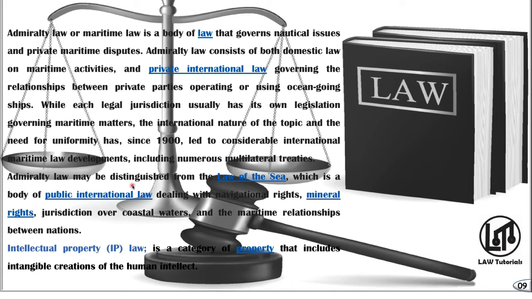Admiralty law may be distinguished from the law of the sea, which is a body of public international law dealing with navigational rights, mineral rights, jurisdiction over coastal waters, and the maritime relationships between nations.